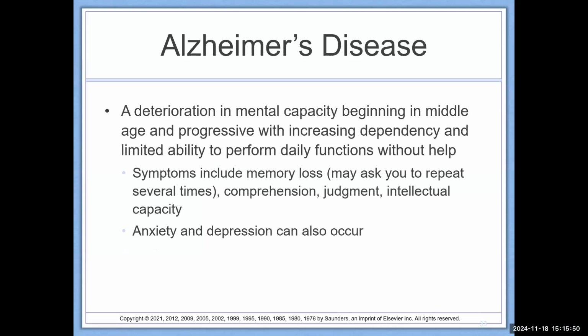I think we've heard this a lot in the media and maybe even on TV shows that there is a decline in mental capacity beginning at around middle age, and then it progresses with increasing dependency, and then it gets really difficult for patients to ultimately perform daily function. Symptoms include things like memory loss, comprehension, judgment, intellectual capacity. And then after a while, you cannot help but understand that these patients suffer from anxiety and depression. That's completely understandable, but you have to be mindful of that.